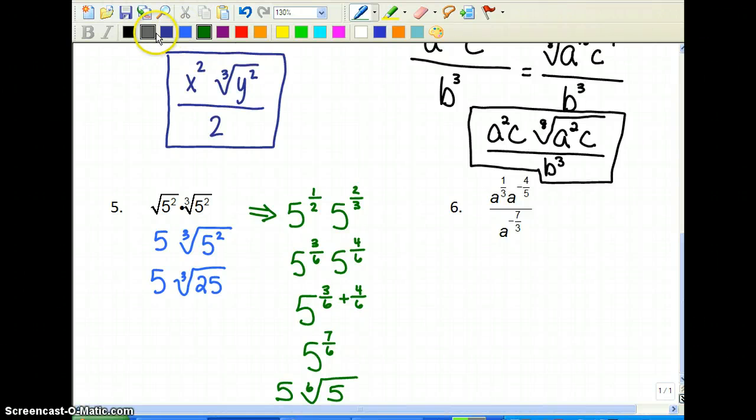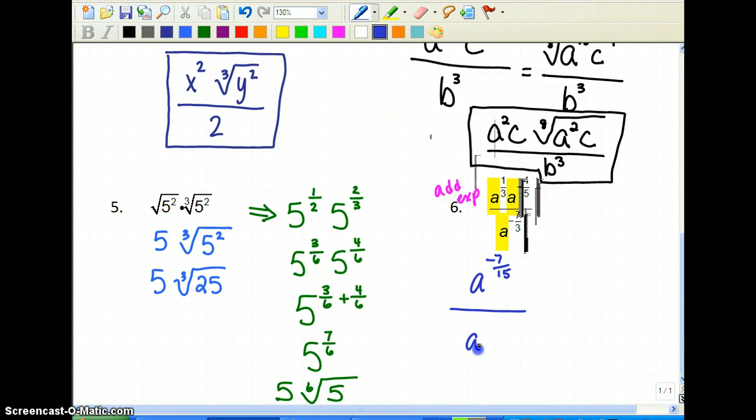All right, number 6. Number 6 seems to be a problem that people will make very difficult when it's actually very easy. You're going to use your calculator. You should notice that all of these have the same base. So all of our exponent rules will apply. So on the top, what should we do? We should add the exponents. So use your calculator. What's 1/3 plus -4/5? Change it into a fraction. You get a to the -7/15 all over a to the -7/3.